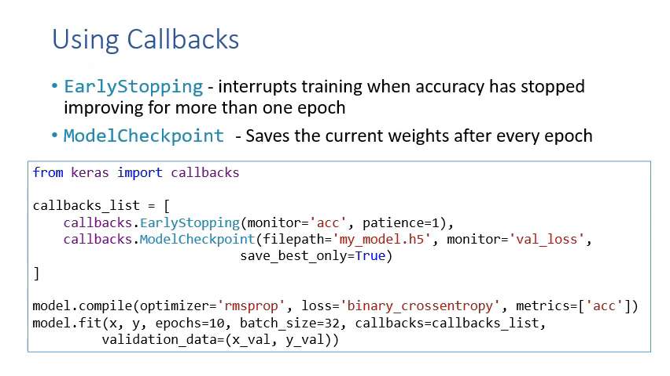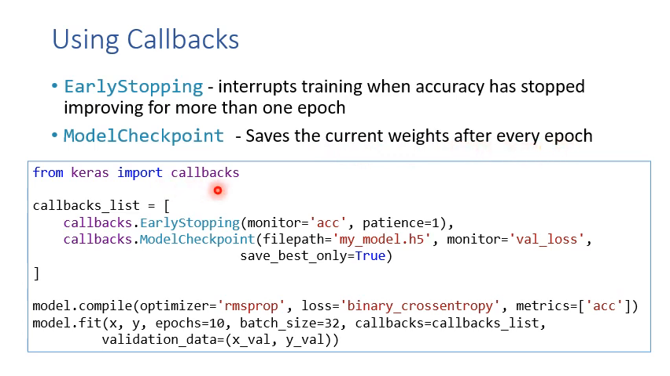Keras provides a callback function to let us do our own task during training. The first callback function is the early stopping function. We can interrupt the training when the accuracy has stopped improving for several epochs, for at least more than one epoch. And we can also save our model with the model checkpoint callback function. We can, for example, save the current weights after every epoch.